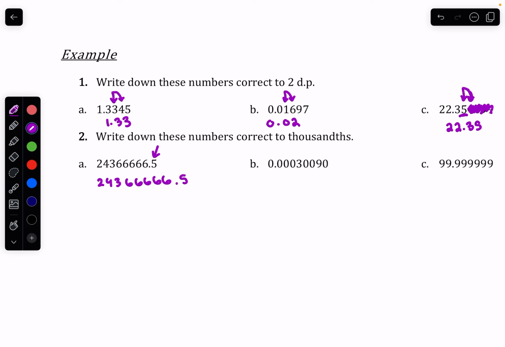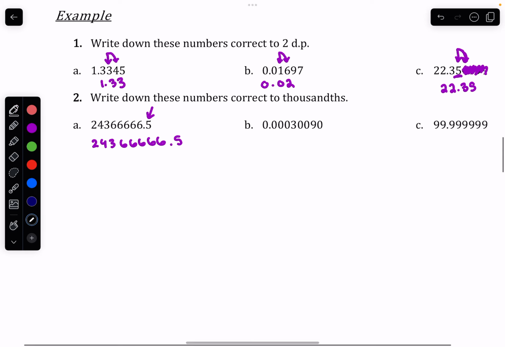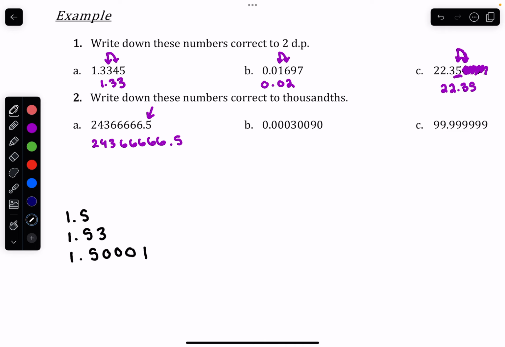Sometimes you guys see a couple of numbers. Well, let's write a couple numbers so that we're talking about something you can see. So I'm going to write down 3 numbers: 1.5, and then 1.53, and then 1.50001. So I've got 3 different numbers. Now, if I want to round these, I'm going to round these to 1 decimal place, okay? Well, that first number, that 1.5, one decimal place is the 5, so that stays 1.5.